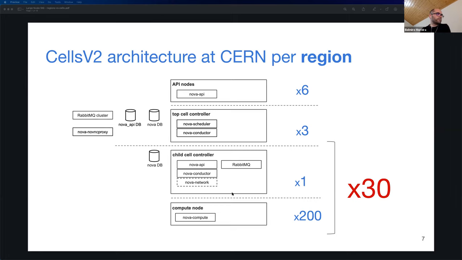And this is the cell. The control plane is very simple. So the Nova API for the metadata service, RabbitMQ, conductor, and then you have your compute nodes. Because we have a lot of cells, we don't have high availability in this control plane at all per cell. This is our choice. What you see here is basically the architecture that we have per region. Per region, we have around 30 cells currently, and we have three main regions in our infrastructure.